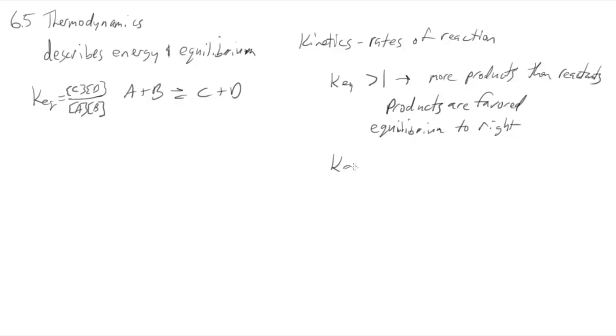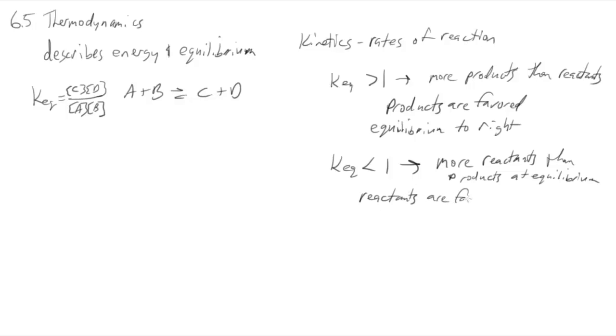Now if KEQ is less than 1, what does that mean? If KEQ is less than 1, that means the denominator is greater than the numerator, so there's more reactants than there are products at equilibrium. Which means that reactants are favored in this reaction. Or the equilibrium lies to the left.